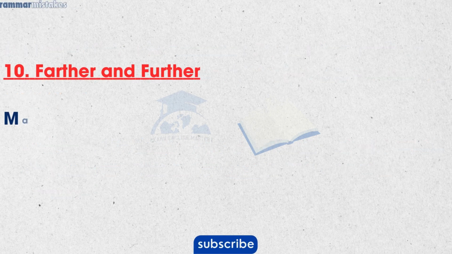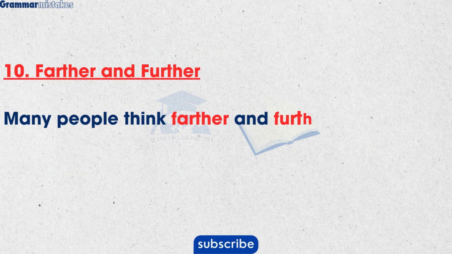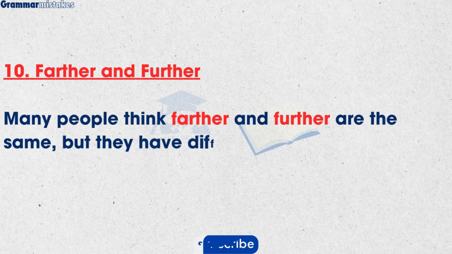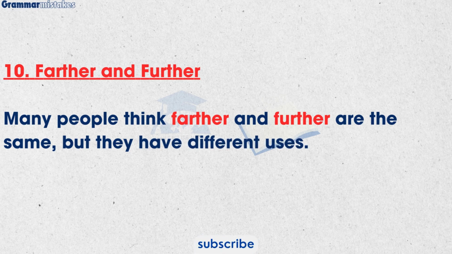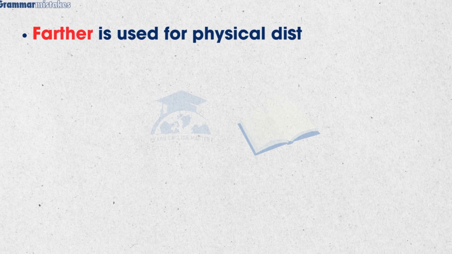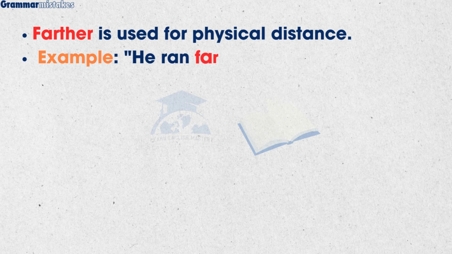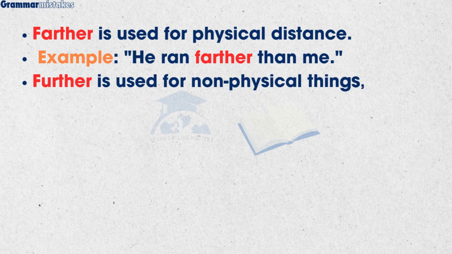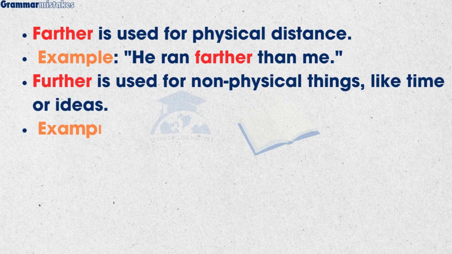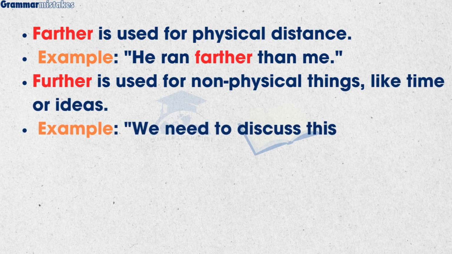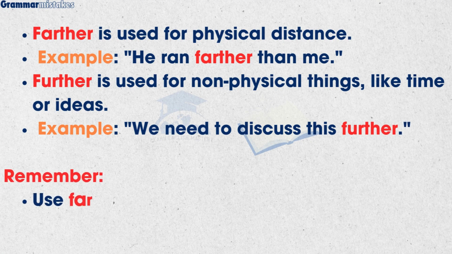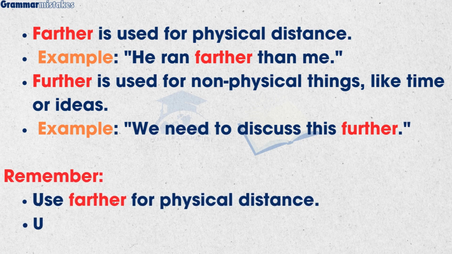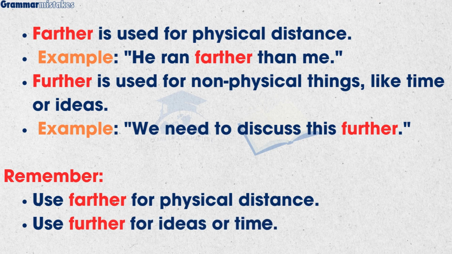10. Farther and further. Many people think farther and further are the same, but they have different uses. Farther is used for physical distance. Example: He ran farther than me. Further is used for non-physical things, like time or ideas. Example: We need to discuss this further. Remember, use farther for physical distance. Use further for ideas or time.